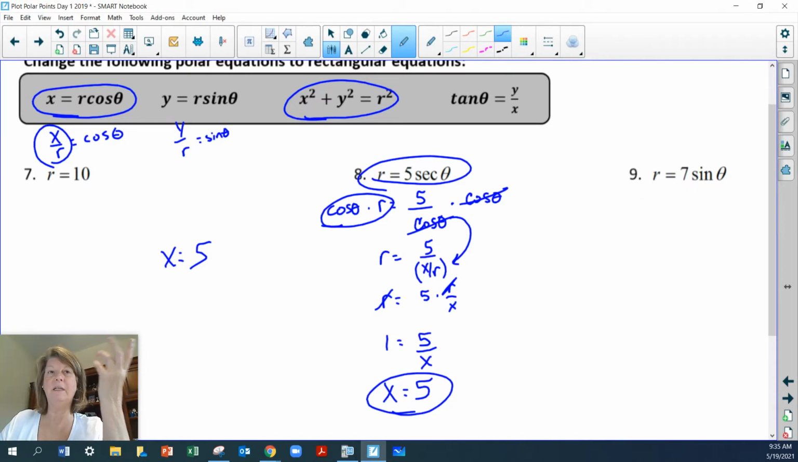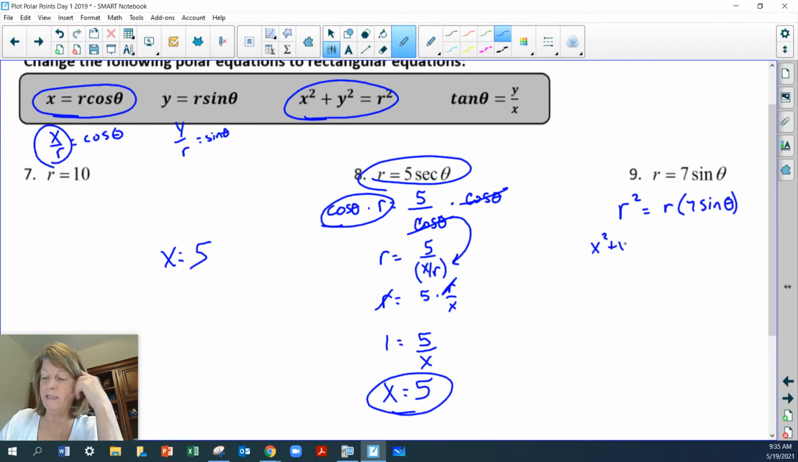What if we introduce, let's get an r on both sides, or an r squared. So I'm going to multiply both sides by r. At least I think this way I can get x squared plus y squared. At least we're heading into rectangular. And then I could get 7 r sine theta, but r sine theta is y. Okay, this is working out. Sometimes this is the technique that you might want to employ.